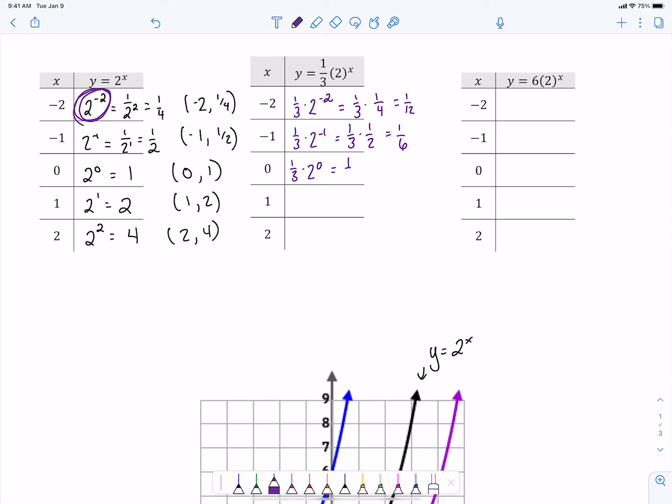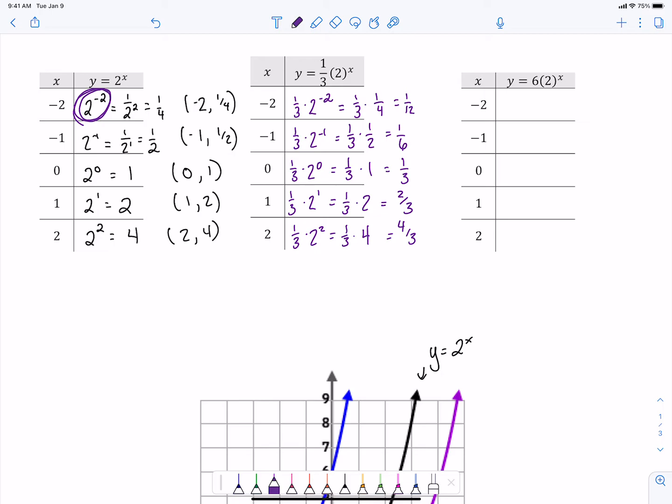1/3 times 2 to the 0 is going to give us 1/3 times 1, which is 1/3. 1/3 times 2 to the 1, sorry. That's going to give us 1/3 times 2. It's going to give us 2/3. 1/3 times 2 squared is going to give us 1/3 times 4. This is going to give us 4/3. My brain and my pen are kind of not working in coordination this morning. So again, what we've got are 5 points that are on our graph.